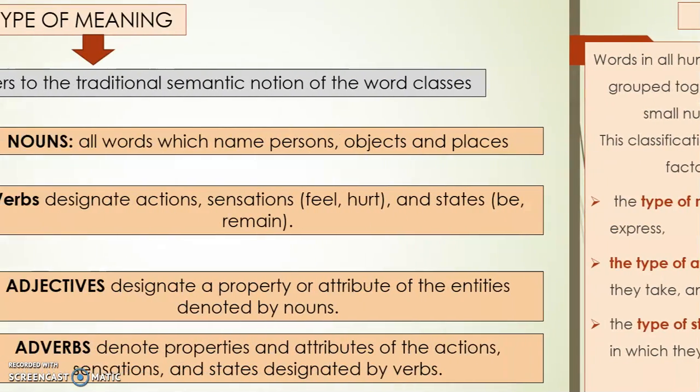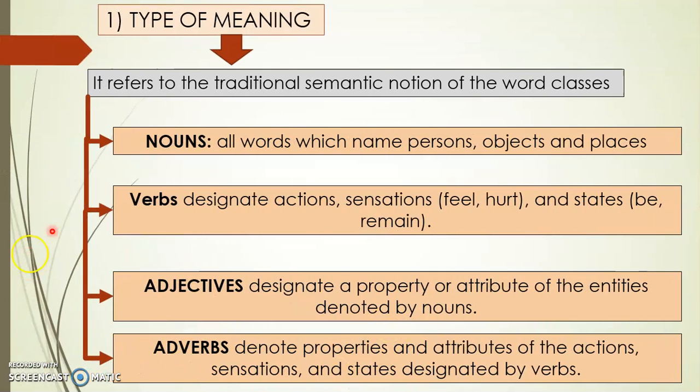Okay, so according to the type of meaning, they refer to the traditional semantic notion of the word classes. So we have nouns, verbs designate actions, adjectives designate property or attribute of entities, adverbs denote properties and attributes of the actions. Okay? So this is what you already know from Grammar 1. That's why I said please take Grammar 1 into account again.